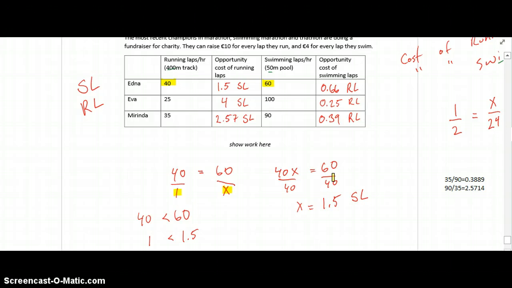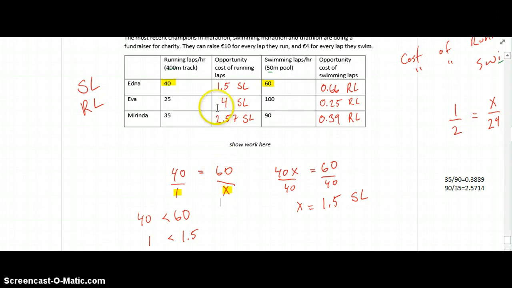Now look, something else we need to pay attention to. We see that Edna can swim more laps in an hour than she can run laps, even though she's a better runner than Ava and Miranda. But 40 is a smaller number than 60. So when we talk about 1, this answer here has got to be bigger than 1, just like 60 is bigger than 40. Oftentimes when you do this, I like to step away from it and think, well, logically, what's it got to be?